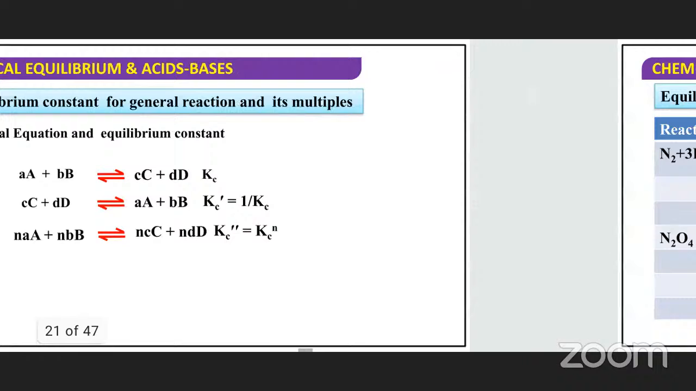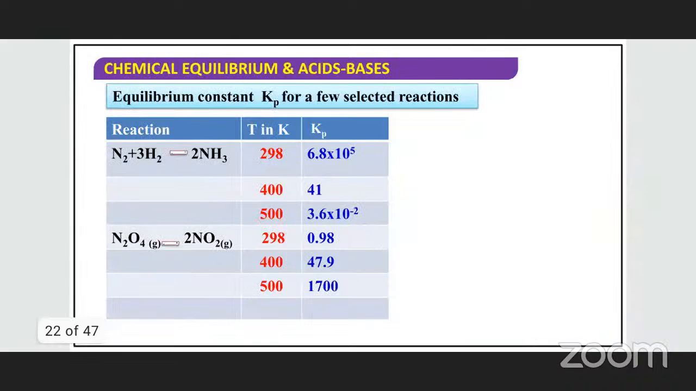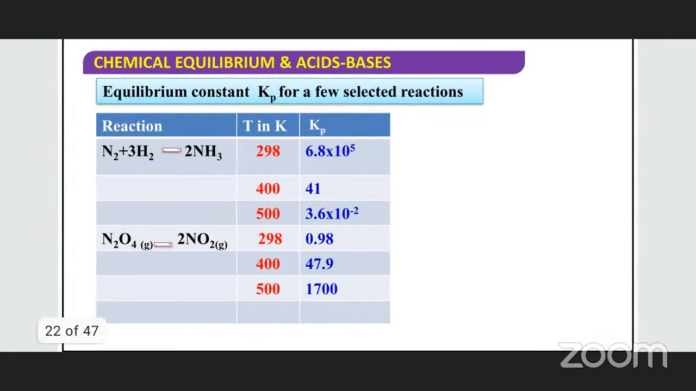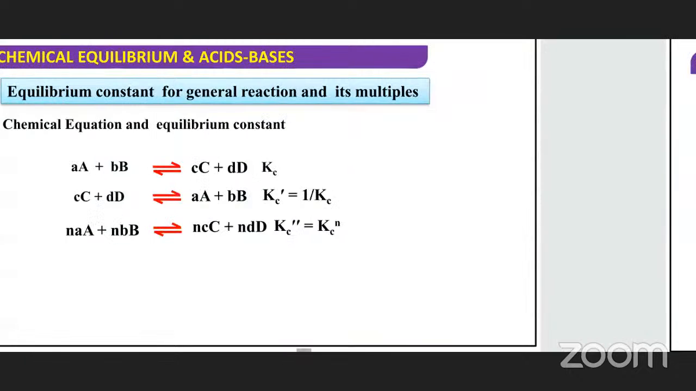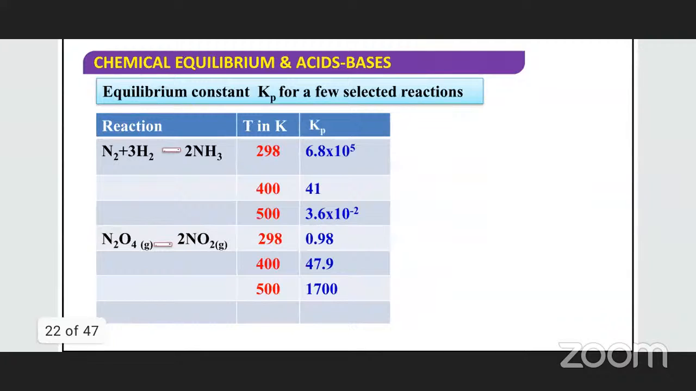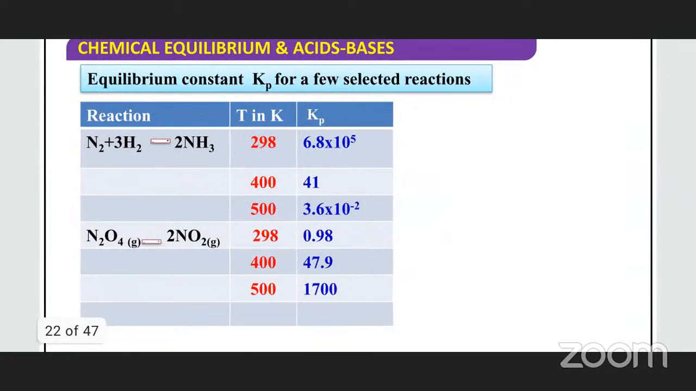Here are equilibrium constant Kp values for a few selected reactions. N2 plus 3H2 gives rise to 2NH3: at temperature 298 Kelvin, Kp value is 6.8 into 10 to the power of 5; at 400 Kelvin, Kp value is 41; at 500 Kelvin, 3.6 into 10 to the power of 2. N2O4 gives rise to 2NO2: at temperature 298 Kelvin, Kp value is 0.98; at 400 Kelvin, Kp value is 47.9; at 500 Kelvin, Kp value is 1700.